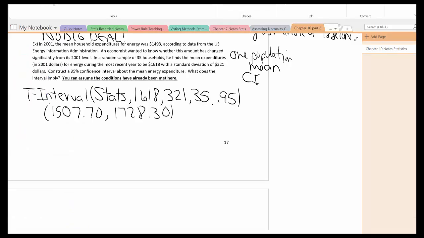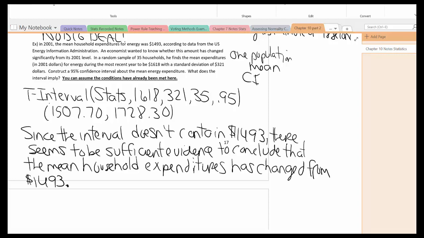Okay, so I put this on the paper. Again, I forgot the stats part at the very beginning, so make sure you fix that. Now, here's the question. At this particular stage, is the population mean somewhere in this interval? Well, clearly 1493 is nowhere in this particular interval. So here's how I'm going to write out the conclusion for this. Since the interval doesn't contain $1,493, there seems to be sufficient evidence to conclude that the mean household expenditures has changed from that $1,493.